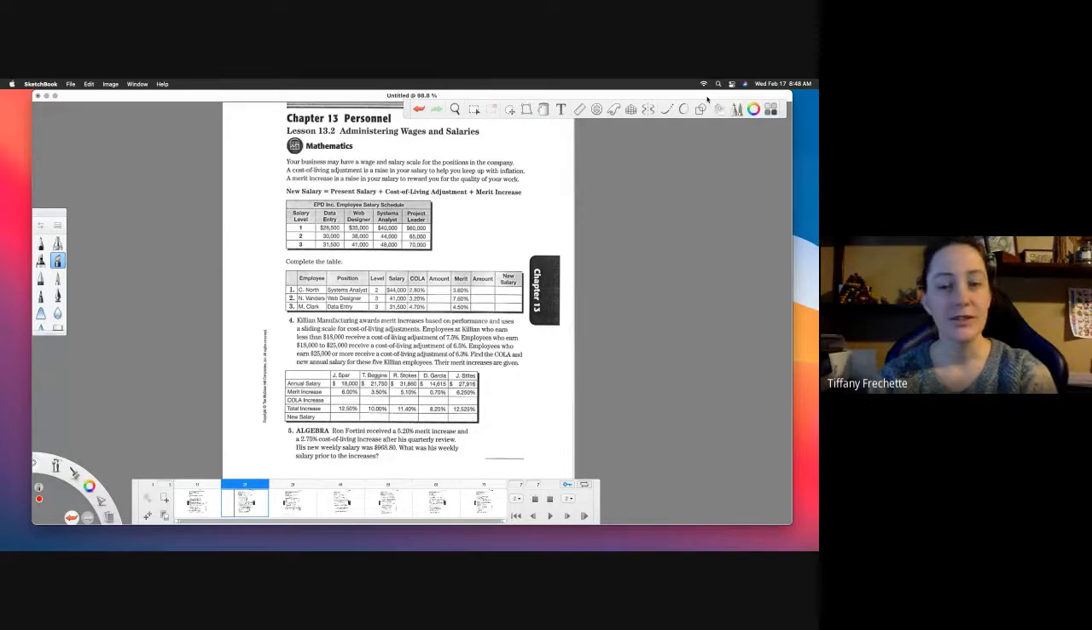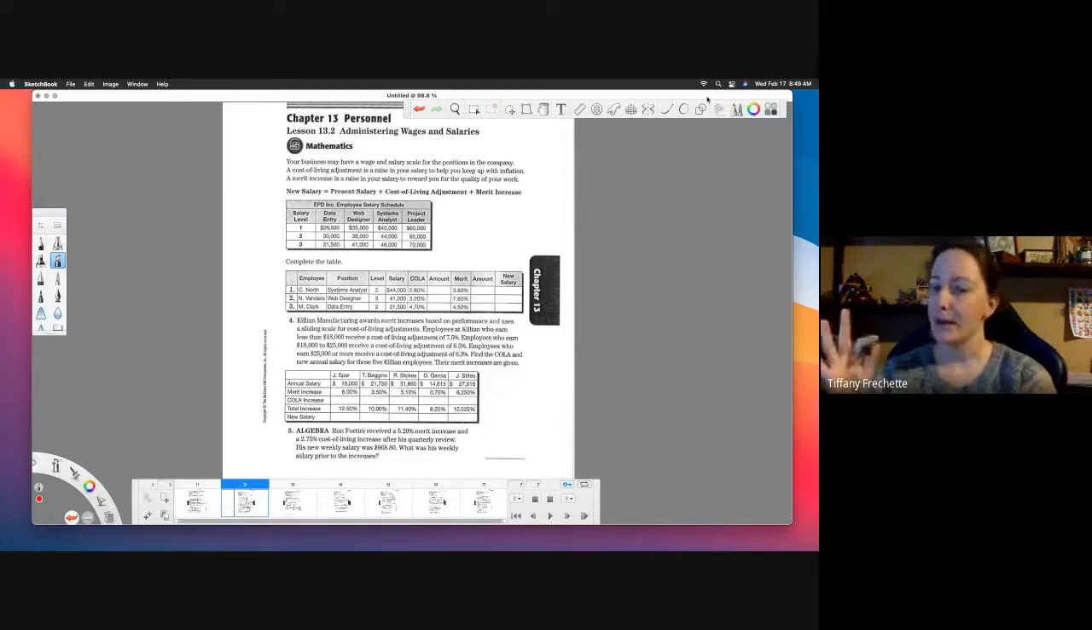Hello again. So we are in chapter 13 for business math. It's called Personnel. This is lesson 3.2, Administering Wages and Salaries. So we just went through the hiring expenses for section 13.1. So now we're going to talk about salaries and the increases that we get for salaries, things like that.